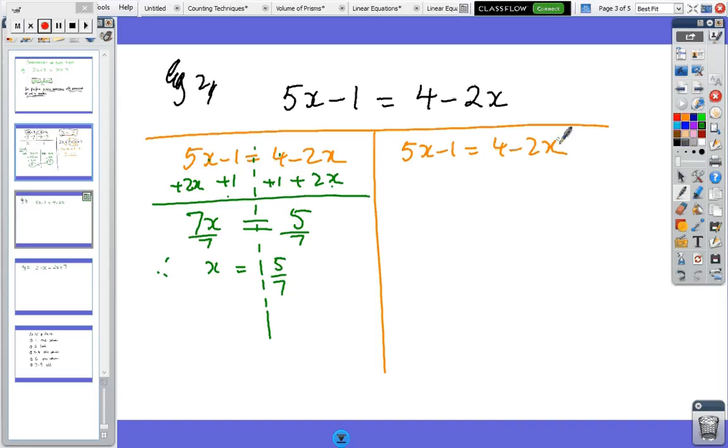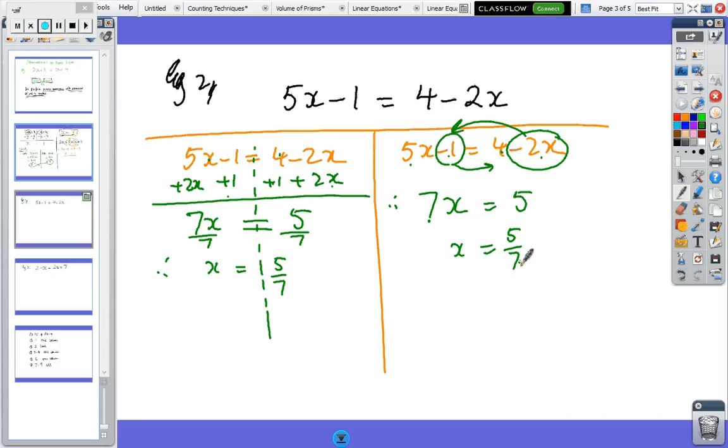So on this one, my method is circle and arrow, circle and arrow. So 5x plus 2x is 7x, 4 plus 1 is 5, and so x is 5/7, because the 7 goes to the denominator because you're dividing. Okay, so just remember, if you change a side, then you change the sign.